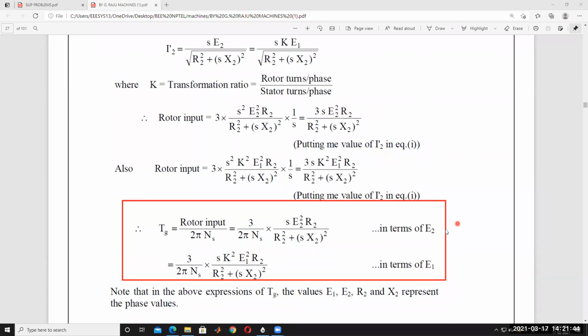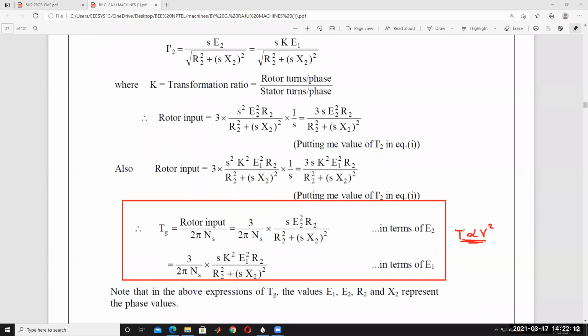In terms of E2, this is the expression. In terms of E1, this is the expression. Okay, torque expression. From this relation, consider that torque is proportional to E2 square, and torque is proportional to E1 square. That means torque is proportional to the supply voltage square, V square.